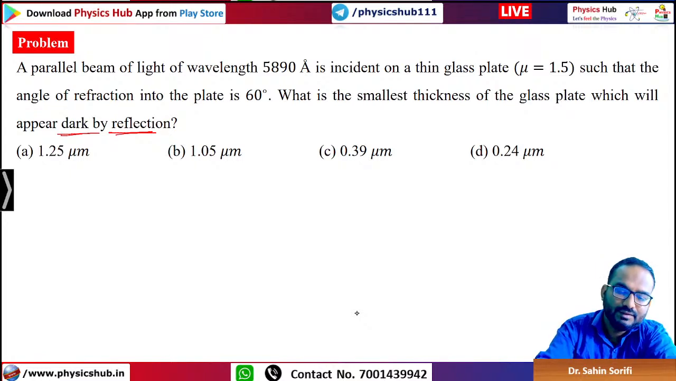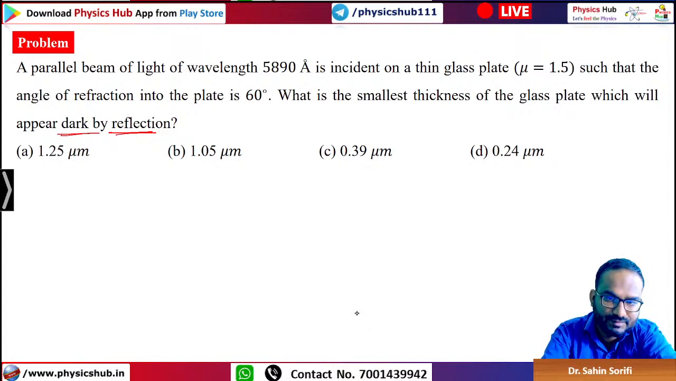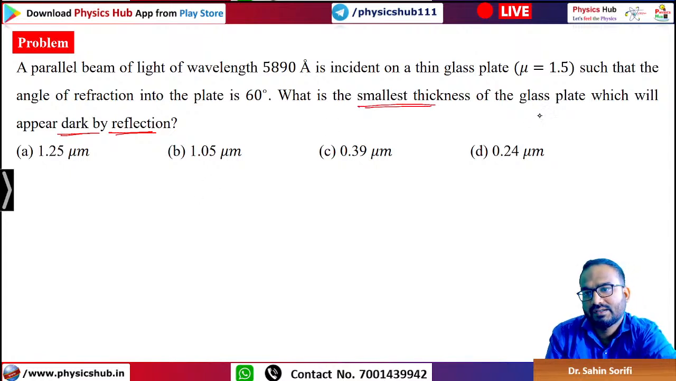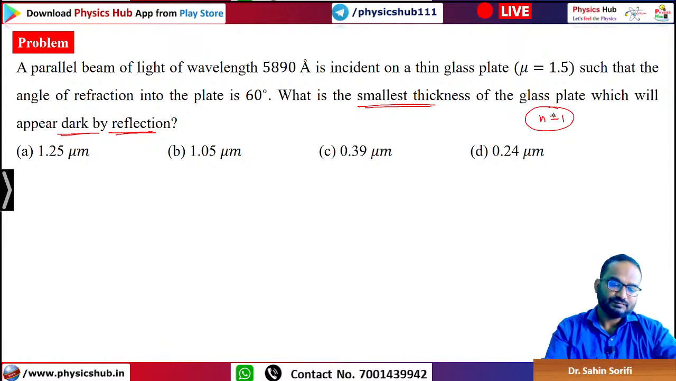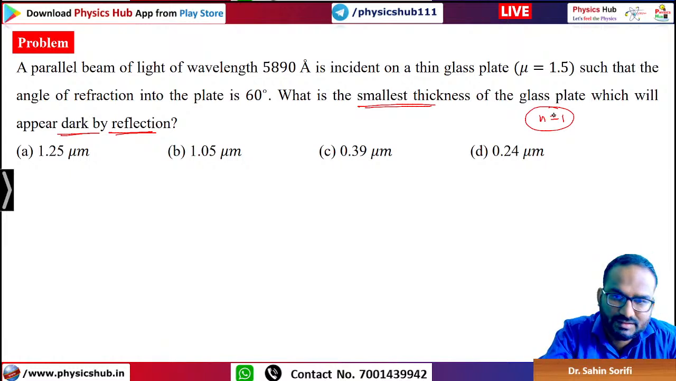Smallest thickness means if you take n equals 0, it will not work. So for the smallest thickness, at least you need to go to n equals 1. Otherwise the thickness will become 0. Right?